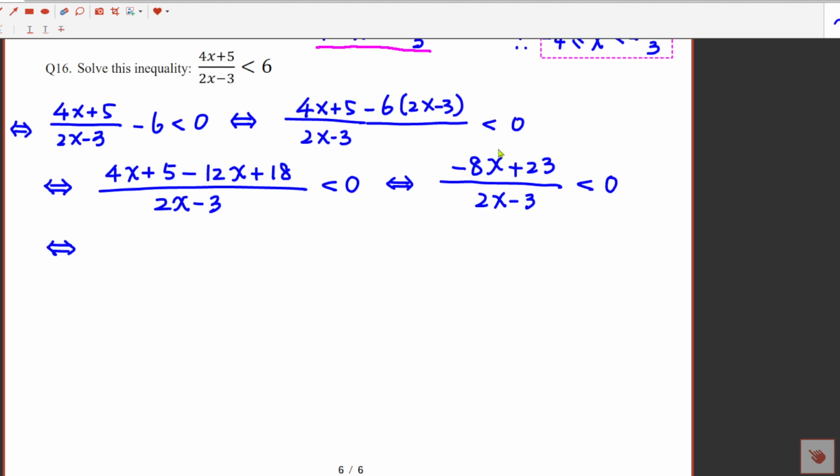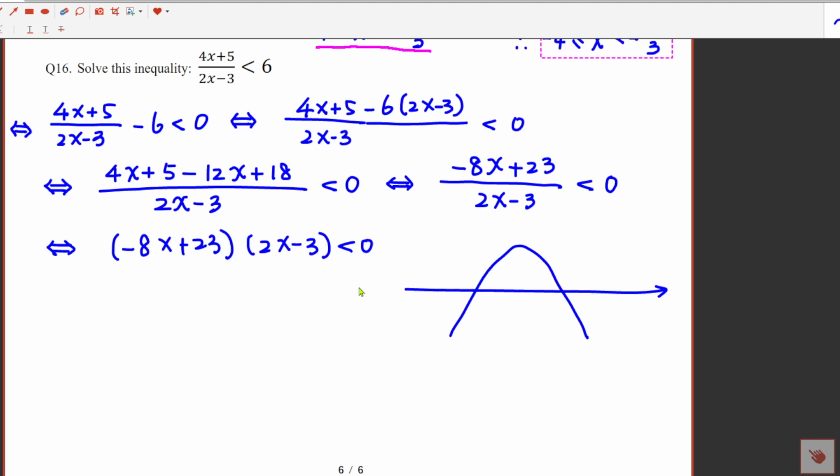So that's equivalent to saying that when you have a quotient that is less than 0, the product of these two numbers must also be less than 0, right? And of course, the left side is again a quadratic expression, and the leading coefficient a is less than 0, so it's opening down, right? And there are two zeros. One of them is 3/2, the other one is 23/8. Which one is larger? This one is larger, right? So this is the larger one, this is the smaller one.